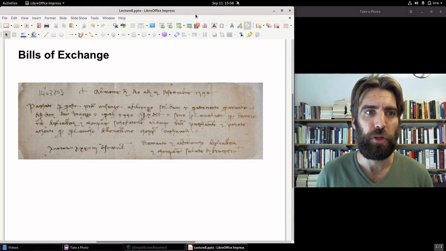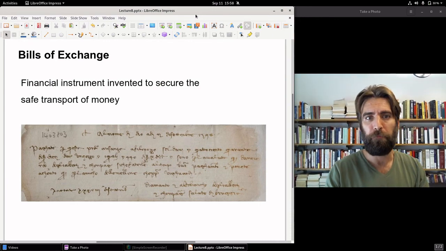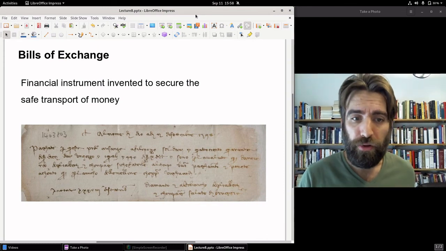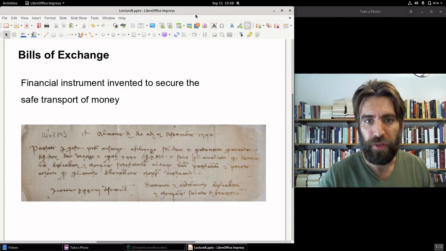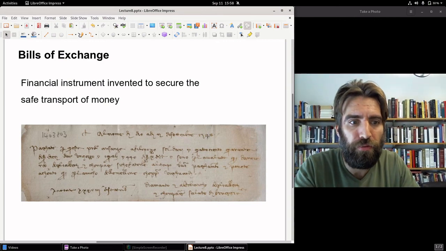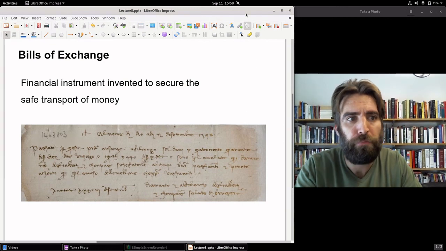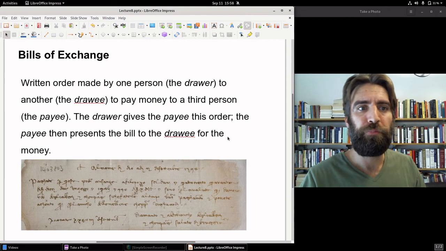The Italians meet that demand, Italian merchants meet that demand by inventing bills of exchange. A bill of exchange is a financial instrument designed to secure the safe transport of money. This is a bill of exchange from the late 14th century, 1392.